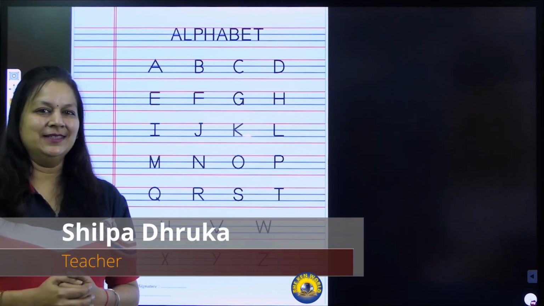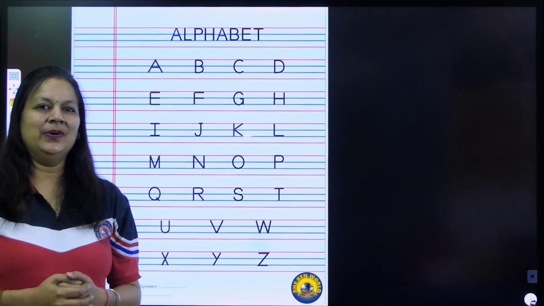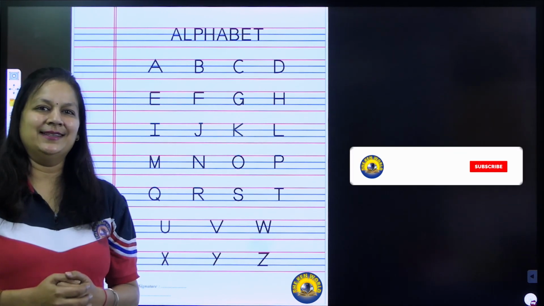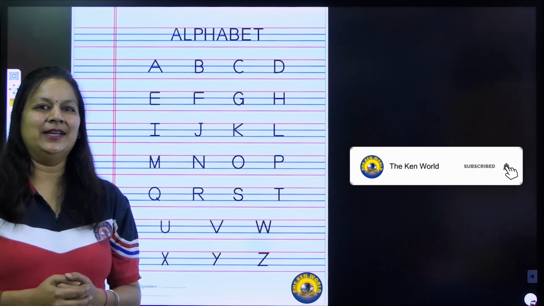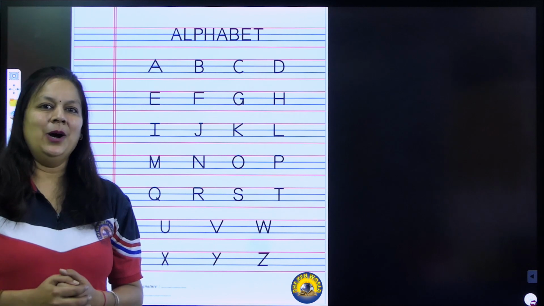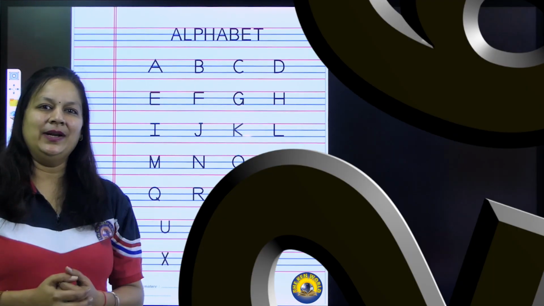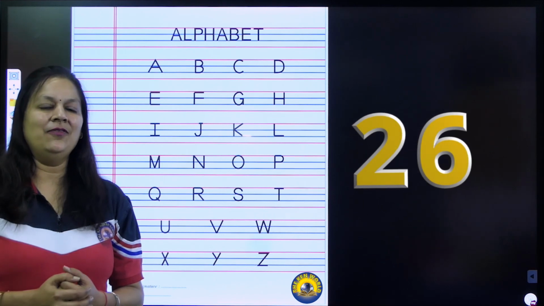Let's take our first step in with alphabet. Today we are going to learn uppercase letters. They are also known as capital letters. Now tell me, how many letters are there in alphabet? Well, there are 26 letters in our alphabet.